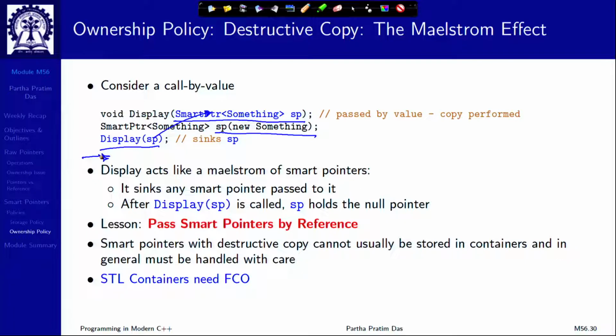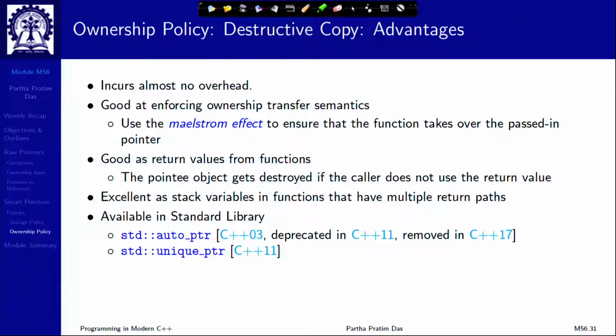So, whenever you do not want this to happen, you must pass the smart pointers by reference, right? And that is precisely what the STL containers need. So, the advantage is that it has almost no overhead, and it is good for enforcing transfer of ownership semantics. You can use the Maelstrom effect. Maelstrom is like a whirlpool which pulls something down. So, it ensures that the function takes over the passed in pointer if you want. It is particularly good as a return value from functions.